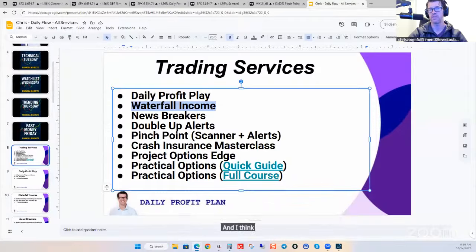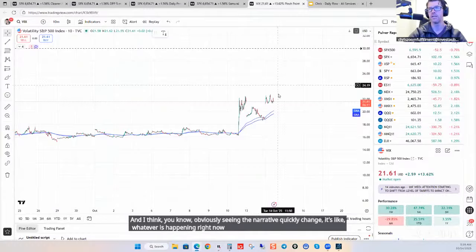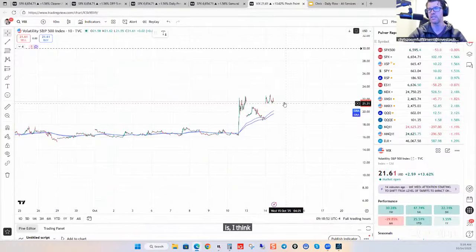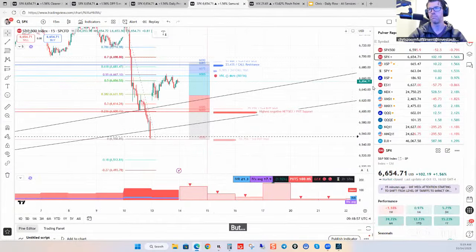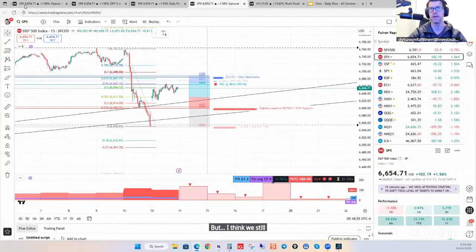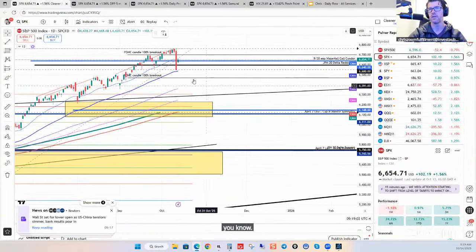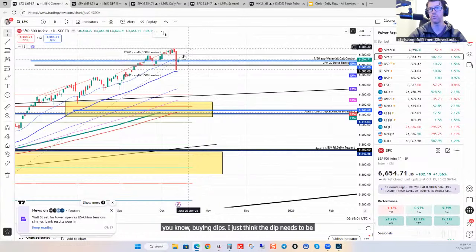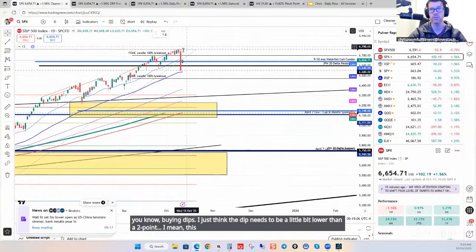And I think, obviously seeing the narrative quickly change, whatever is happening right now is the necessary seasonal cleanse, this little weakness window. But I think we still focus on buying dips. I just think the dip needs to be a little bit lower than a 2 point. I mean, this was a 2.7% correction from high to low, right?